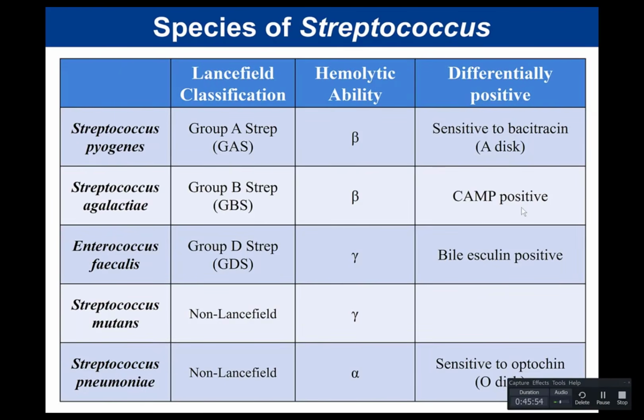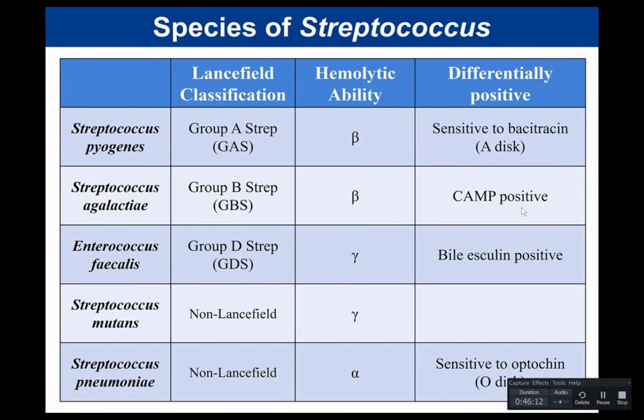E. faecalis is going to be our group D strep. It is going to be gamma hemolytic, which means it's not going to break down the red blood cells, and its differential test would be the bile esculin positive. I'm going to skip mutans for a minute.